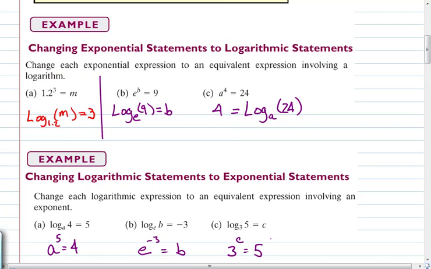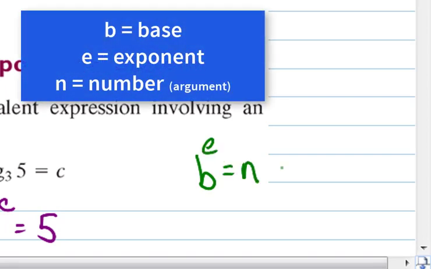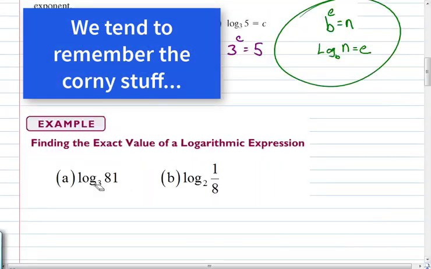Sometimes it takes a while to get this, and sometimes it helps when I introduce you to Ben and Benny. Here's Ben. Hi, Ben. Here's Benny. B-N-E. Ben is easy to remember: B to the E equals N. And then for the log, we have Benny: B-N-E. Okay, it's corny. Logs are cool.